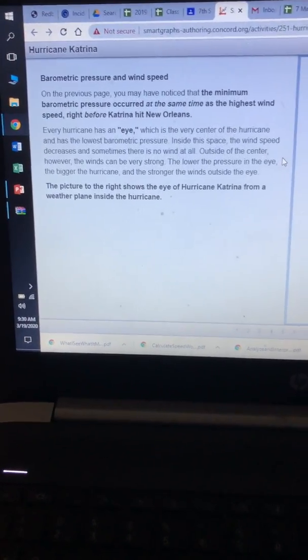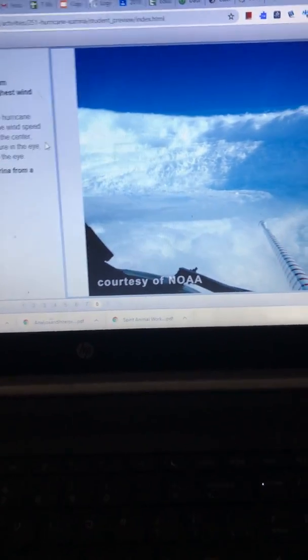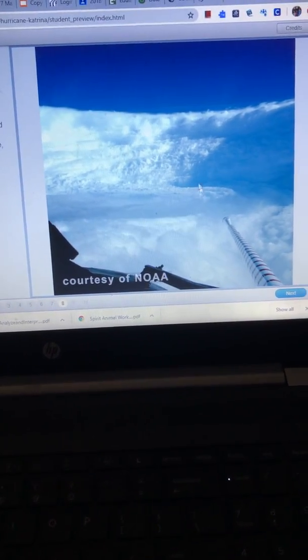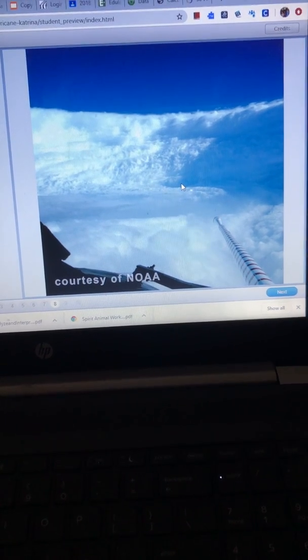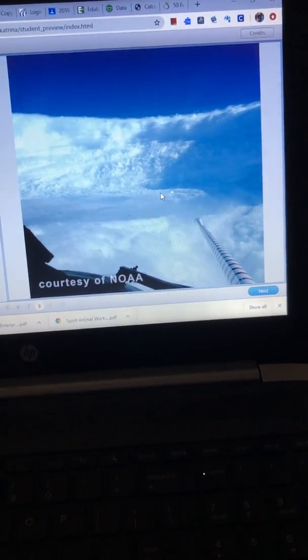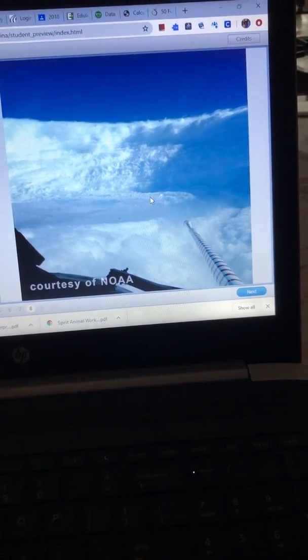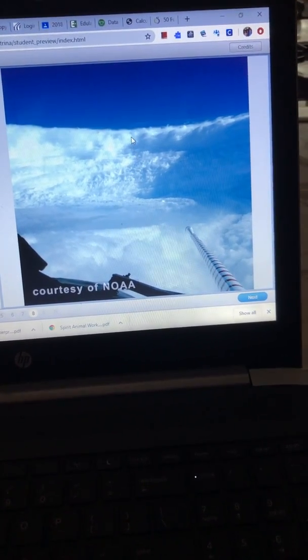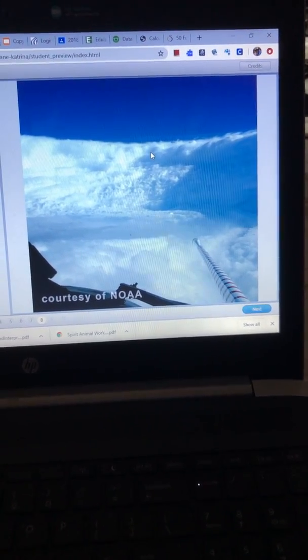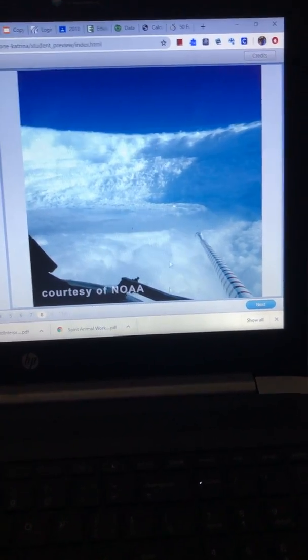Wow. This picture to the right shows the eye of a hurricane from a weather plane inside the hurricane. So here's the eye. You see it? So this is where the lowest pressure and the lowest wind is. So right when it's right over you is actually the best part of it. Then as it comes and goes, it's the worst pressure and the highest winds.